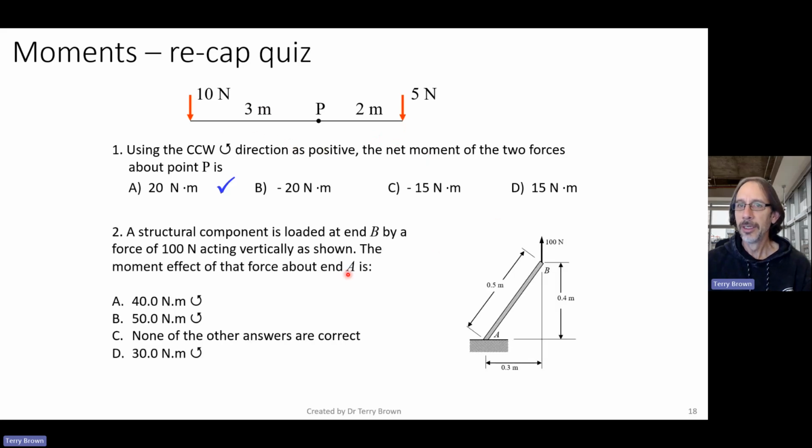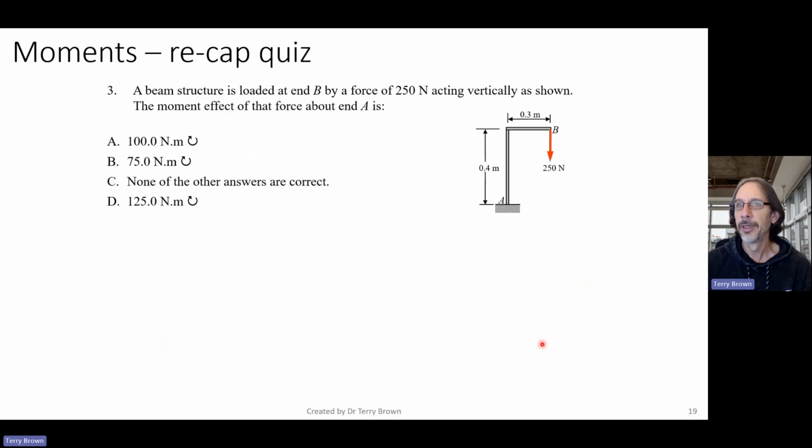Right, so here's another one. Stop the video. Okay, so hopefully you stopped the video and you've got an answer. So let's see what my answer is. Okay, 30 Newton meters. So again, here it's not 100 times 0.5. If you've got 50 as an answer, right, we need to use the perpendicular distance from the line of action of the force. Right, so 100 times 0.3.